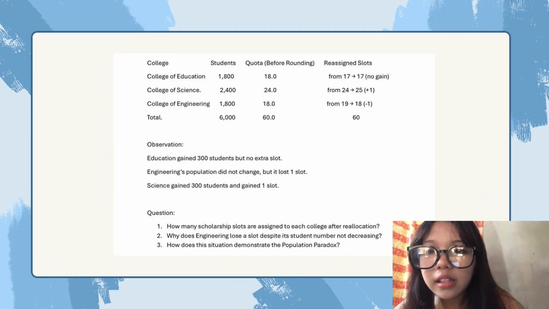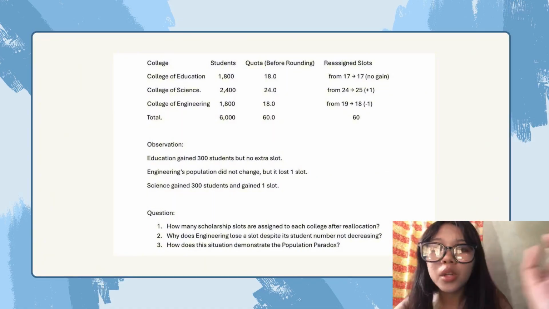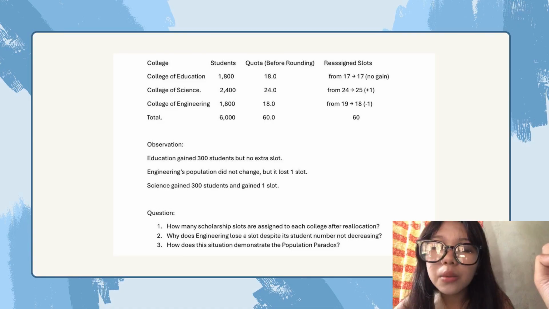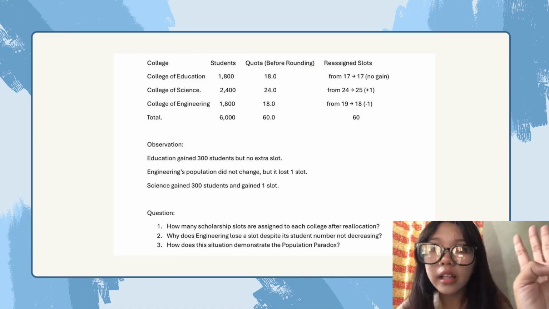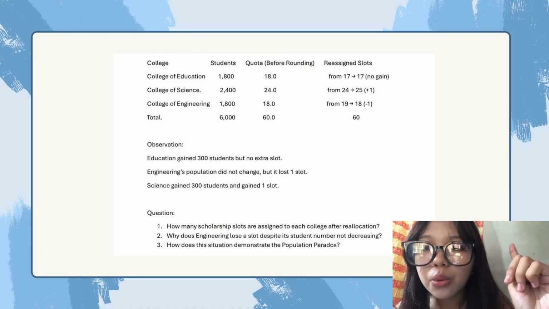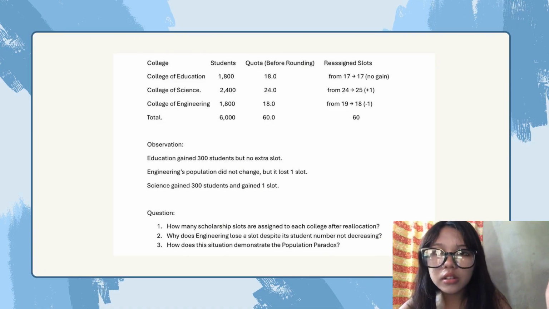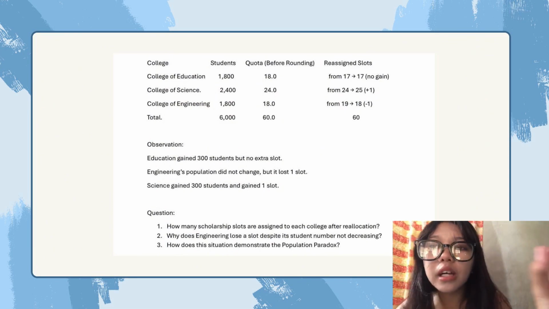Now, let's reassign the 60 slots based on these new numbers. Education with 1,800 students should get 18 slots, but it stayed at 17 slots. And science with 2,400 students should get 24 slots, but it increased to 25 slots. So next is engineering with 1,800 students should get 18 slots, but it went down from 19 to 18 slots.